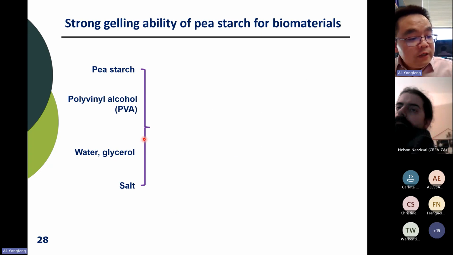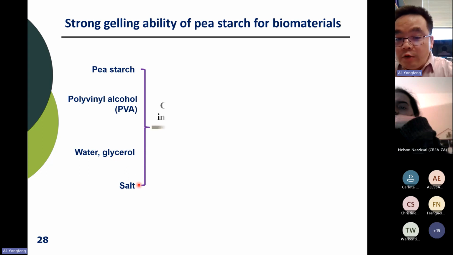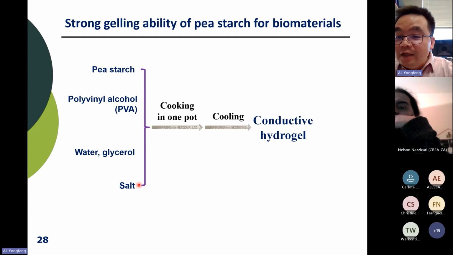And then for the last part, I would like to share with you how we try to use the strong gelling ability of the pea starch for biomaterial application. For this ongoing research, we obtained the pea starch and blended it with PVA, water, and glycerol as a plasticizer. We also add some salt. Then we cook everything in one pot. And then after we cool it down, we are able to obtain a very interesting conductive hydrogel.